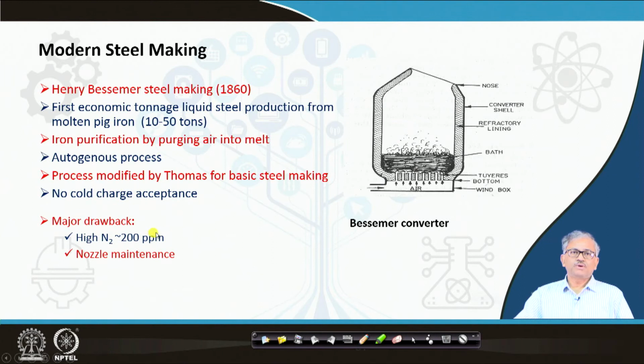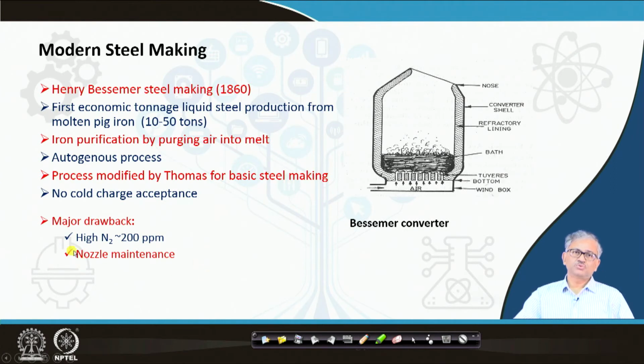And then the major drawback of this process was high nitrogen, because you are charging air, not oxygen, as we do today. Air contains 79 volume percent nitrogen. So that nitrogen dissolves into the liquid steel to a great extent, because the air bubble moves through a shallow bath, so the air residence time was not very high. But by that time, obviously, a lot of nitrogen also goes into the steel. So the nitrogen content was around 200 ppm, which is quite high, and nitrogen makes the steel very brittle.